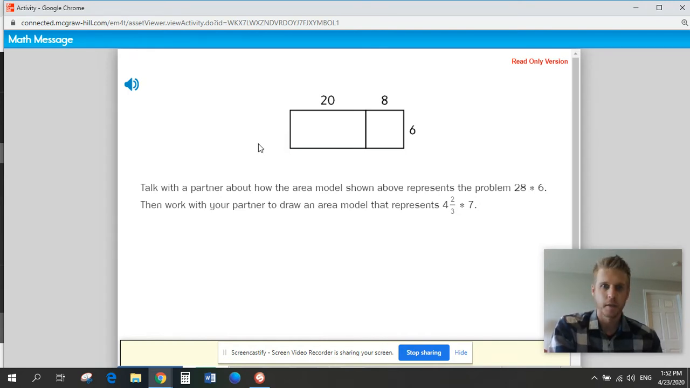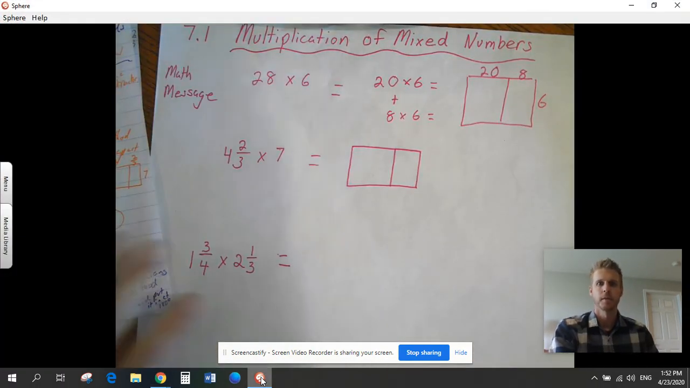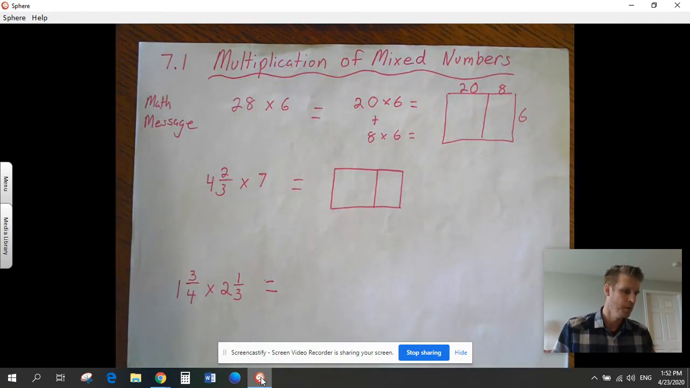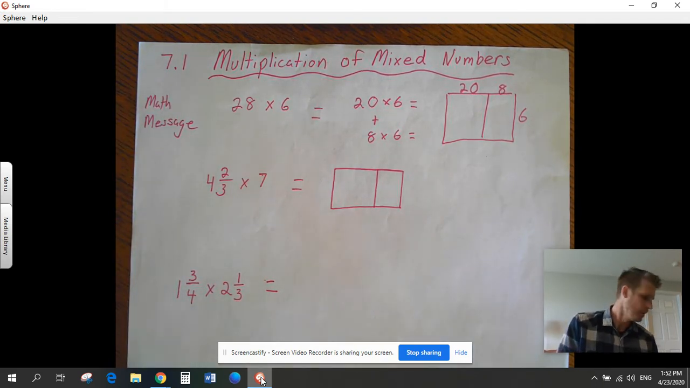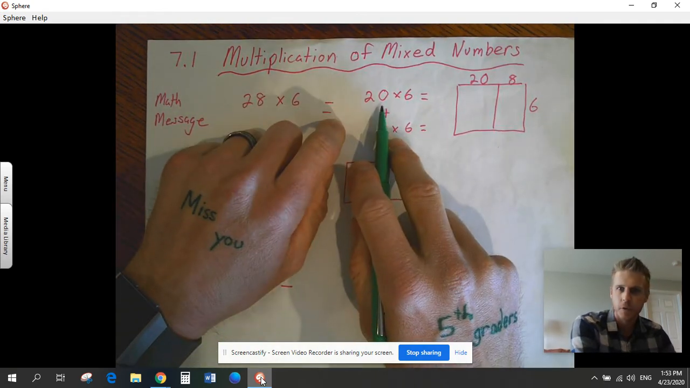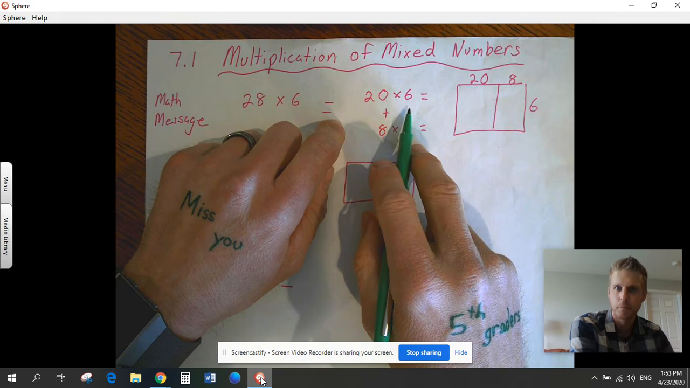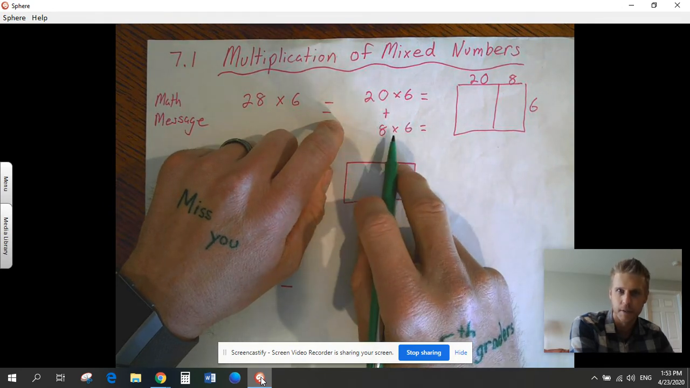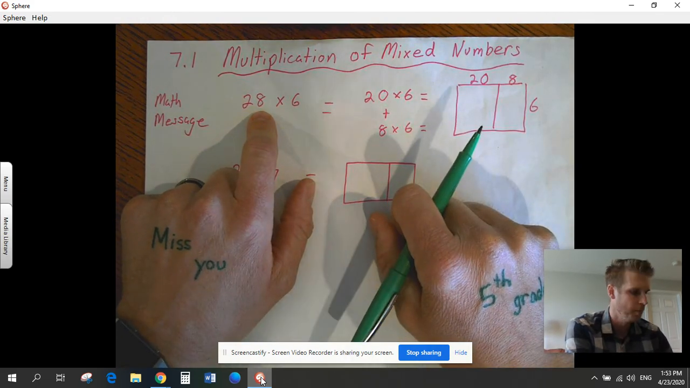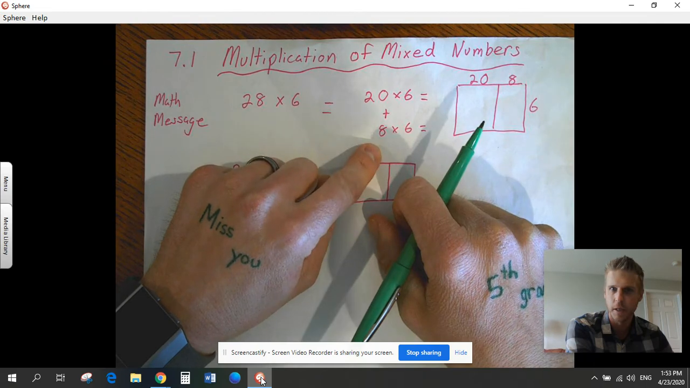Anyway, I'm going to take a look at my document camera with you to make this make a little bit more sense. So 28 times 6 is a hard one to do. So they take the number 28 times 6 and they split it into two easy parts. So we know that 28 times 6 is equal to 20 times 6 plus 8 times 6. So really, we just took 28, we broke it into two easy parts. One part being 20, the other part being 8.